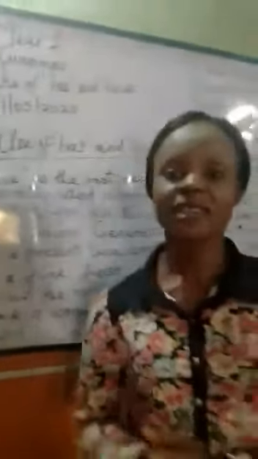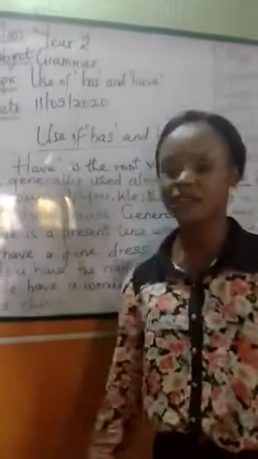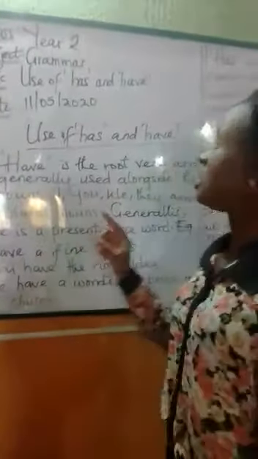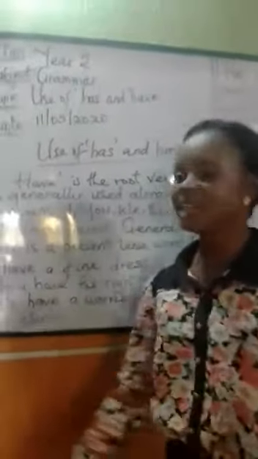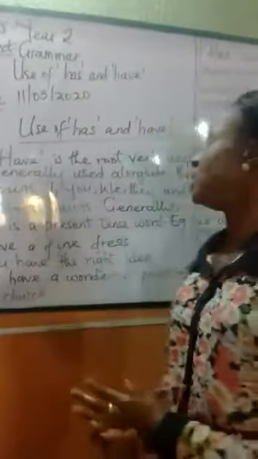So I'm going to take the subject grammar, year 2 grammar. And the topic we have today is what? Use of has and have. I repeat, use of has and have. That's the topic for today.